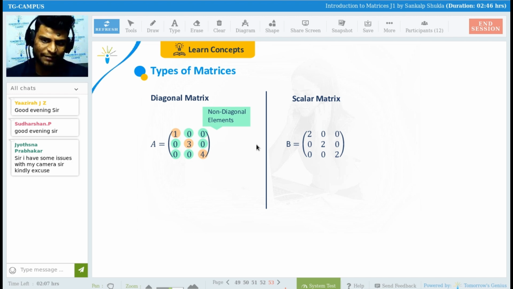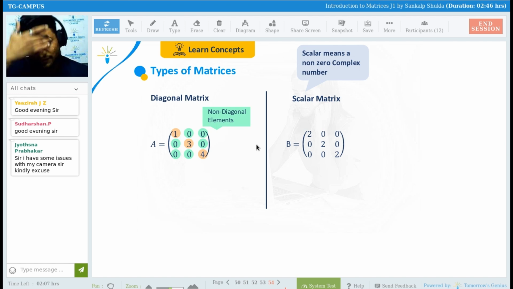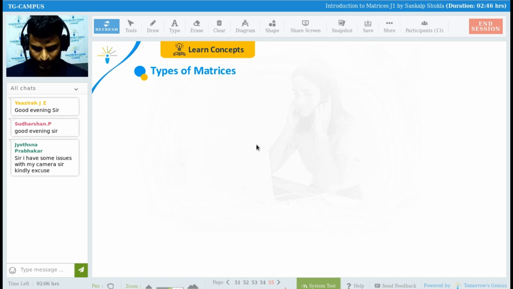What do you mean by scalar matrix? Scalar means non-zero complex number. Non-zero complex number means what? See, in the place of elements now, like 2 is there, 0 is there. So 2 and 0 are real numbers. So it is a possibility that a matrix could be formed from complex numbers also. So if no complex number is involved, then it is eventually a scalar matrix. So there is no need to understand this type. So every single matrix here is scalar only. Okay.